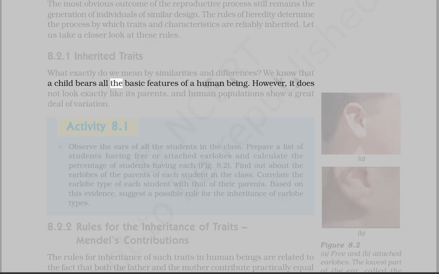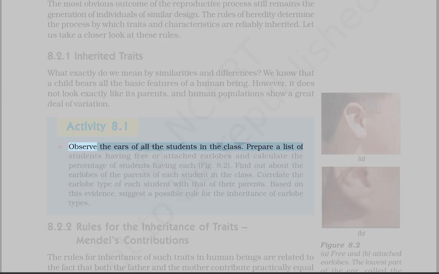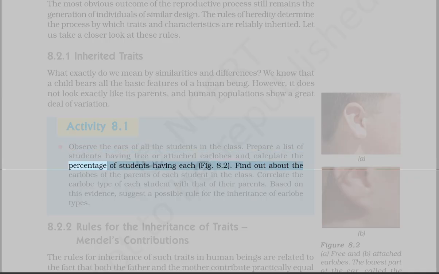We know that a child bears all the basic features of a human being. However, it does not look exactly like its parents, and human populations show a great deal of variation. Activity 8.1. Observe the ears of all the students in the class. Prepare a list of students having free or attached earlobes and calculate the percentage of students having each.